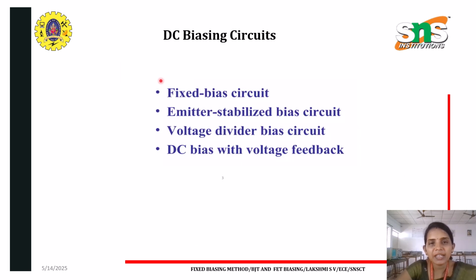There are various types of biasing circuits. The first one is fixed bias, then emitter stabilized, voltage divider bias, and DC bias with voltage feedback. These are the four different types of DC biasing circuits. Now we are going to discuss in detail the fixed bias circuit.